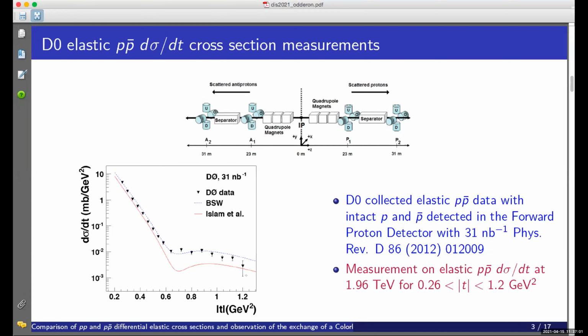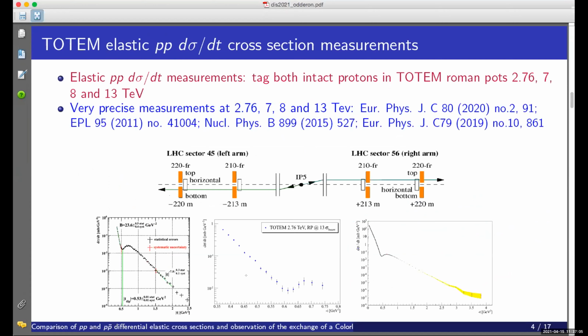Now let me move to the TOTEM measurement. TOTEM did basically the same kind of thing, installing Roman pot detectors in order to detect intact protons in the final state, in our case, elastic protons. The advantage of the LHC is that very precise measurements were performed at many different square root of s energies. I'm quoting 2.76, 7, 8, and 13 TeV. And as we will see in the following, this was really fundamental for our study. I just illustrate three of the four measurements. For instance, we have 2.76 in the middle, on the left you have 8 TeV, and on the right the 13 TeV measurement. What you see on this plot, even if it's small, is that you only see the points. You don't even see the uncertainties, the error bars. This shows the kind of precision that was achieved on the elastic cross-section measurement.